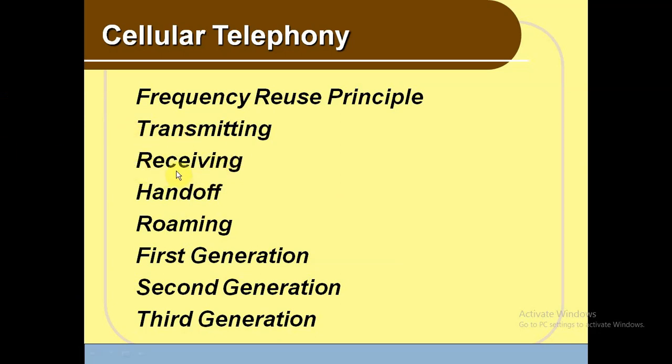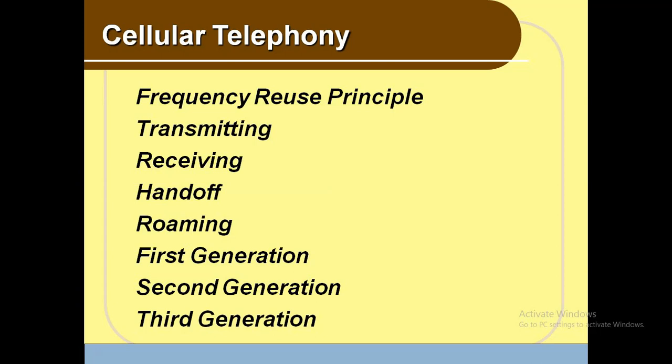Now we see the receiving. When a mobile phone is called, the telephone central office sends the number to the MSC, the mobile switching center. The MSC searches for the location of the mobile station by sending query signals to each cell in a process called paging. Once the mobile station is found, the MSC transmits a ringing signal, and when the mobile station answers, it assigns a voice channel to the call, allowing voice communication to begin.